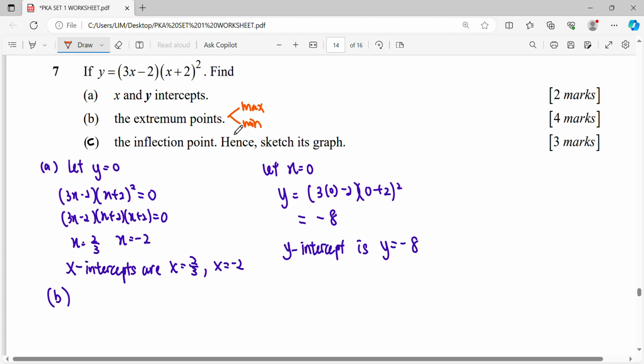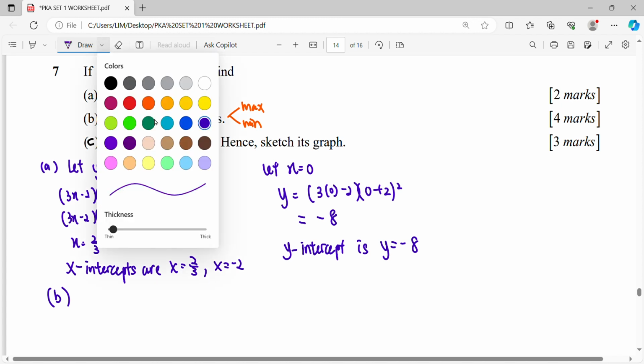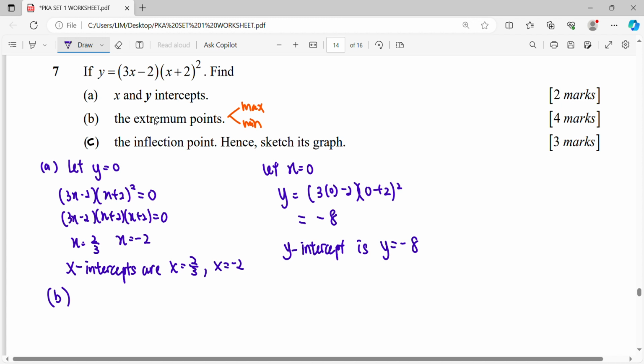Alright, so we go for the extremum point. Before we can get the extremum point, we have to get the critical point first. You get the critical point first, then you do the test to verify whether it is maximum or minimum. So that is the procedure. So to find the critical point, you have to differentiate the function, differentiate the polynomial here.